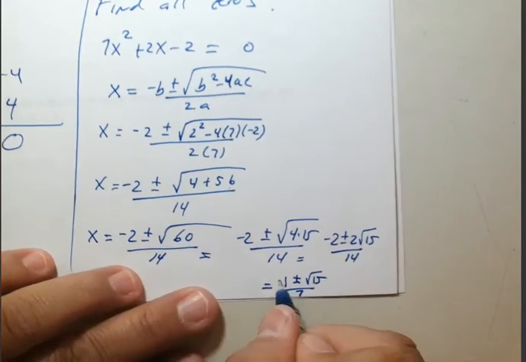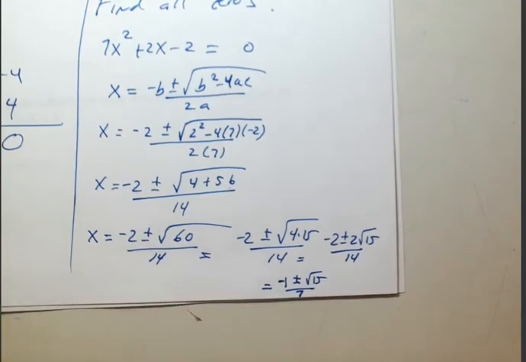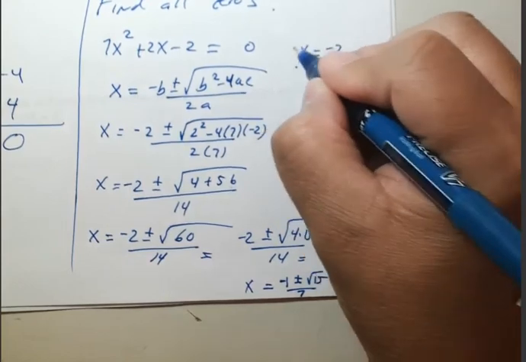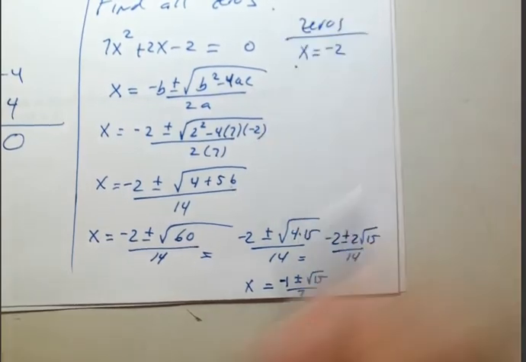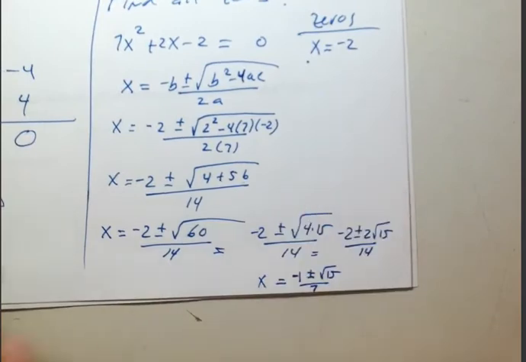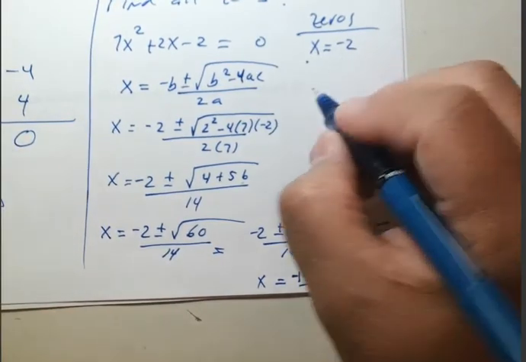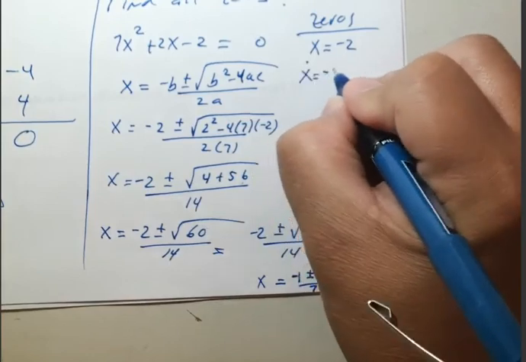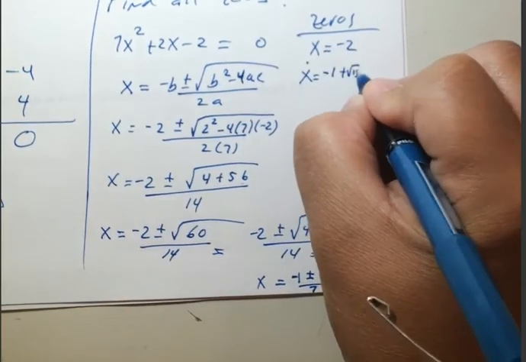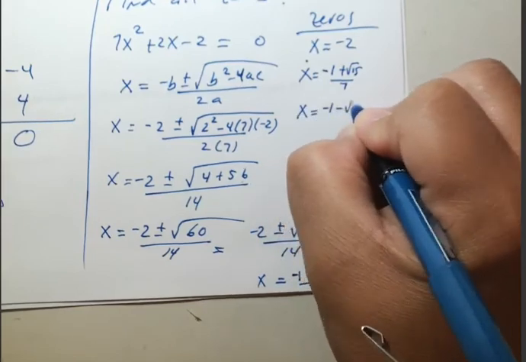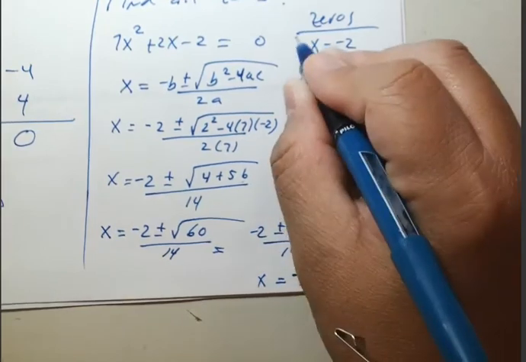This is a negative. So your zeros are going to be x equals negative 2. Why is x equals negative 2 a zero? Because it gave us a zero here. And then the other one is going to be x equals negative 1 plus square root of 15 divided by 7. And the other one is negative 1 minus square root of 15 divided by 7.